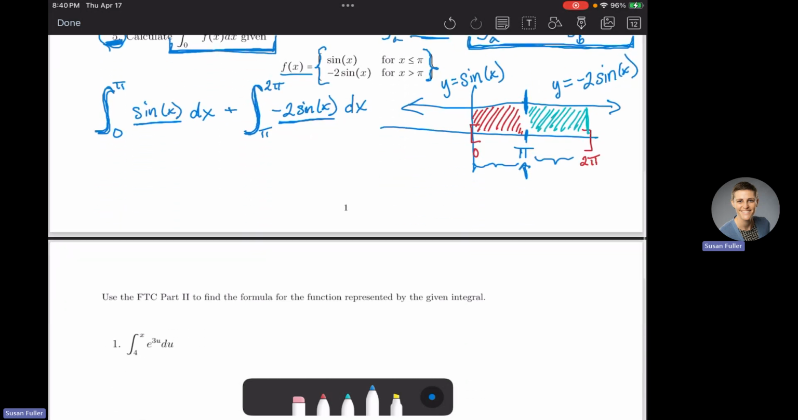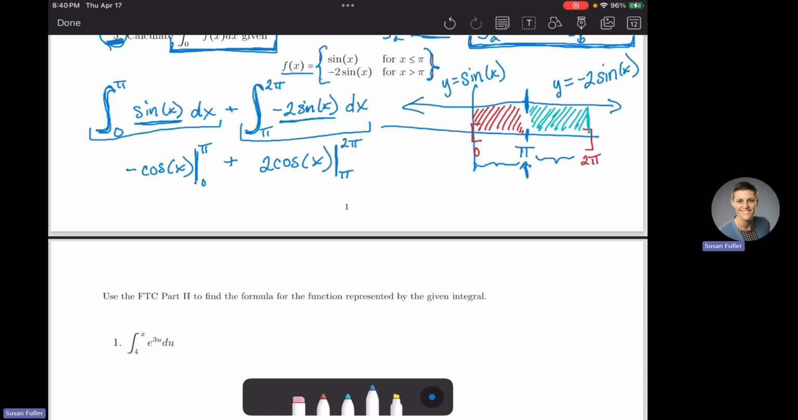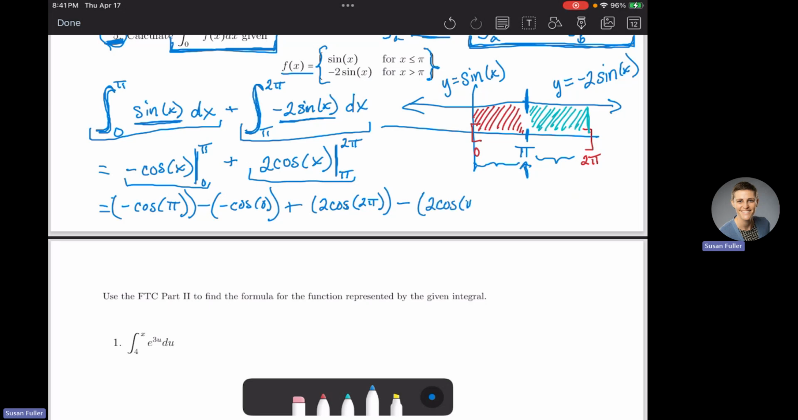And now we are done with the antiderivative part, and now we'll do the evaluation part. We're going to plug in the top, and then we'll plug in the bottom and subtract them. So for this first one, I'm going to plug in pi, so I'm going to get negative cosine of pi minus negative cosine of 0. That's the evaluation of this first bit, plus I'll do the evaluation of the second bit, and I'm going to get 2 cosine of 2 pi minus 2 times the cosine of pi.